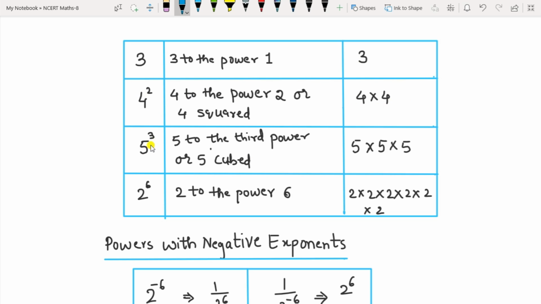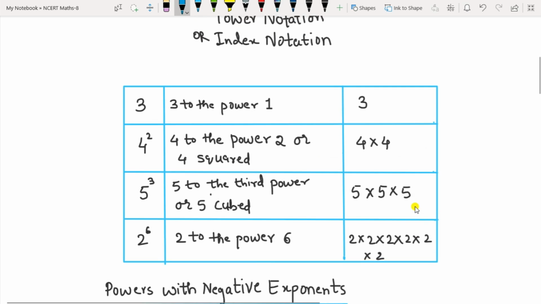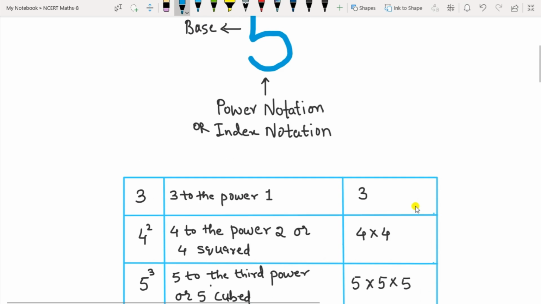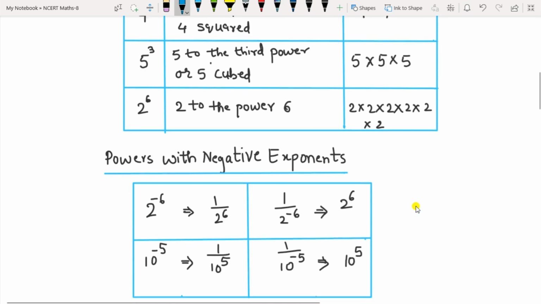5 raised to 3, or 5 to the third power, or 5 cubed, means multiply 5 three times. 2 raised to 6, or it can be read as 2 to the power 6, means multiply 2 six times. So this is called the power notation or the index notation.